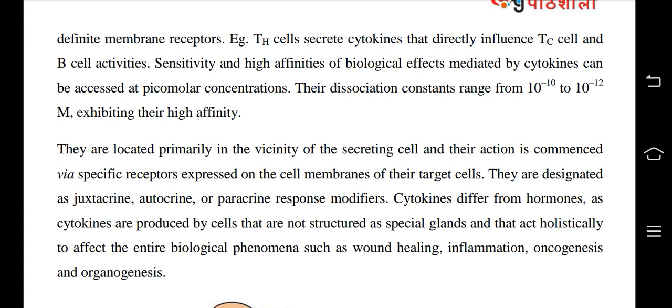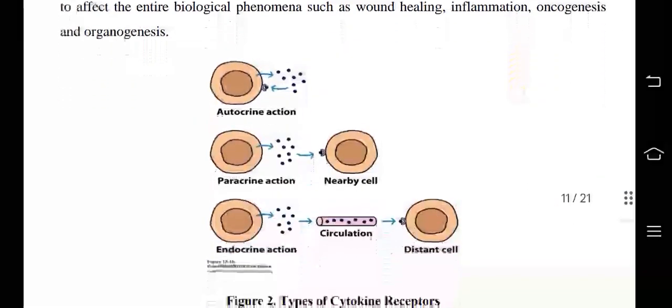exhibiting their high affinity. They are located primarily in the vicinity of the secreting cell, and their action is commenced via specific receptors expressed on the cell membranes of their target cell. They are designated as juxtacrine, autocrine, and paracrine response modifiers. Cytokines differ from hormones as cytokines are produced by cells that are not structured as spatial glands and that act holistically to affect the entire biological phenomena such as wound healing, inflammation, oncogenesis, and organogenesis.